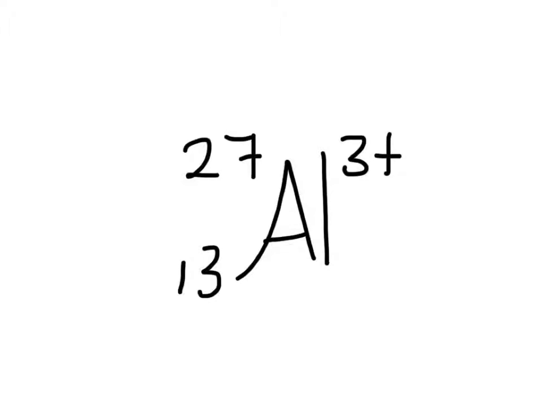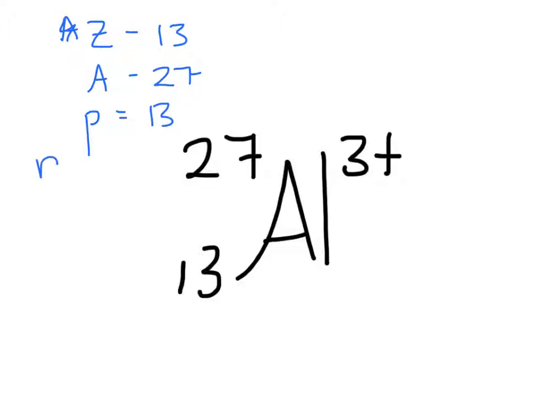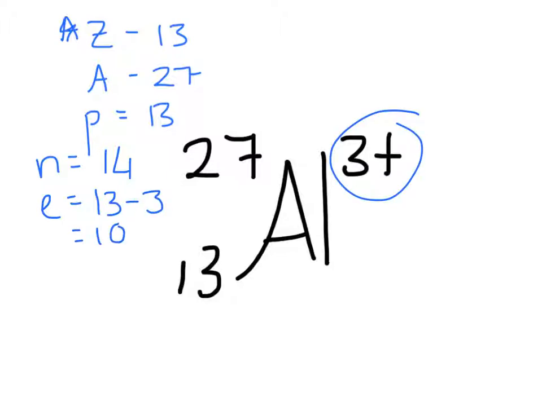Aluminium has an atomic number of 13, a mass number of 27. The number of protons is 13. The number of neutrons is going to be 27 minus 13, which is going to be 14. The number of electrons would normally be 13, but it's got 3 less than it should have, so that's 10. And it's a positively charged particle, so it is a cation.